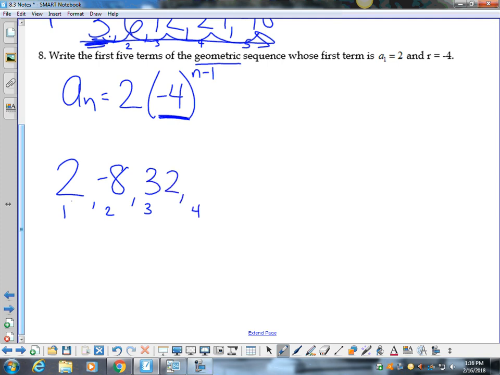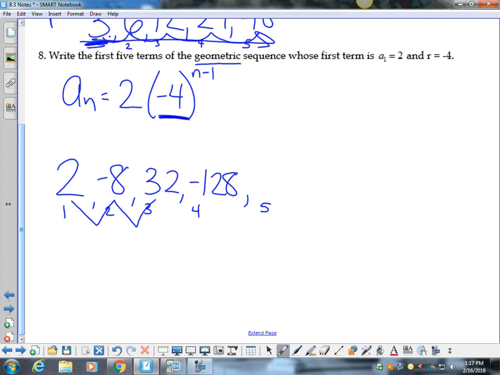And again, I can see multiplying by negative 4, multiplying by negative 4. Plug a 4 in there. 4 minus 1 is 3. Negative 4 cubed is a negative 64. Times 2 is a negative 128.